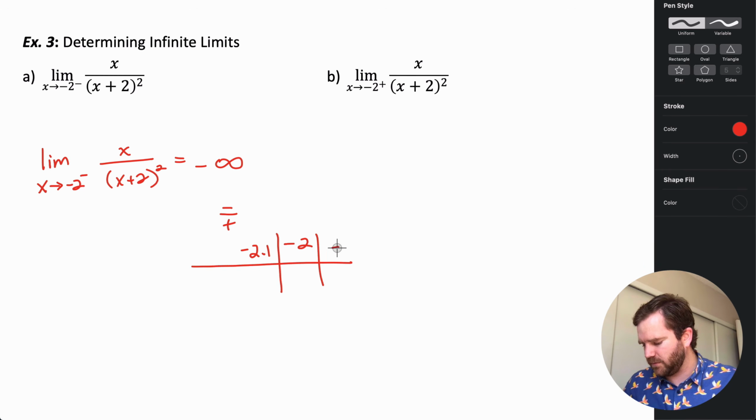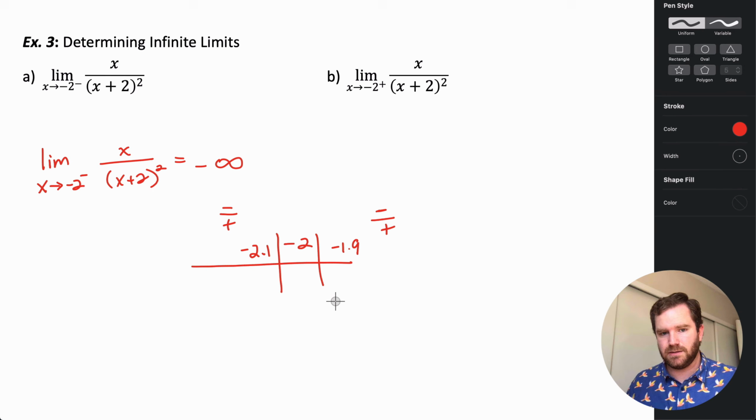And if you wanted to confirm, you could pick a number to the right, like negative 1.9. Again, plugging into the numerator would be negative. Plugging into the denominator would be positive, giving us a negative infinity. So this limit would also be negative infinity, the same as this one.